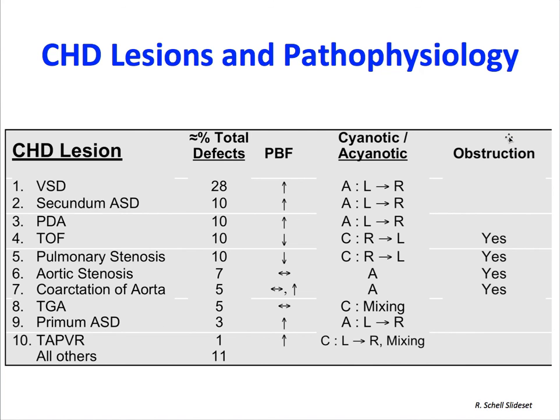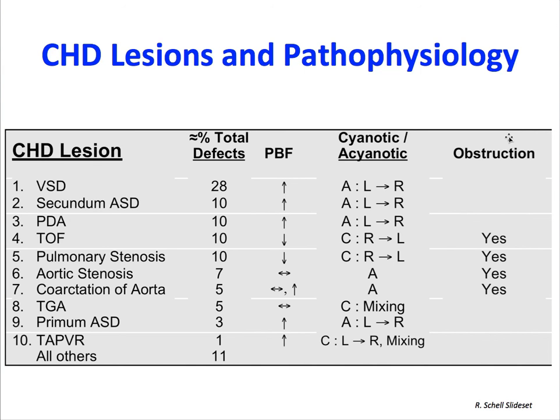If we look at a breakdown of the congenital heart disease lesions in the pathophysiology, the top 10 are represented here with a ventricular septal defect at the top. 28% of all defects. Remember, this is mainly a left to right shunt. This is an acyanotic lesion with lots of pulmonary blood flow.